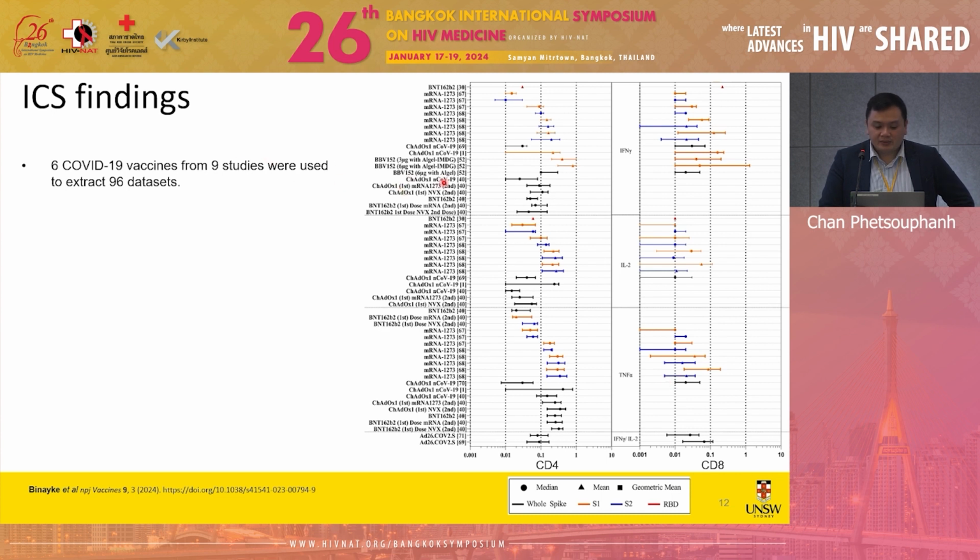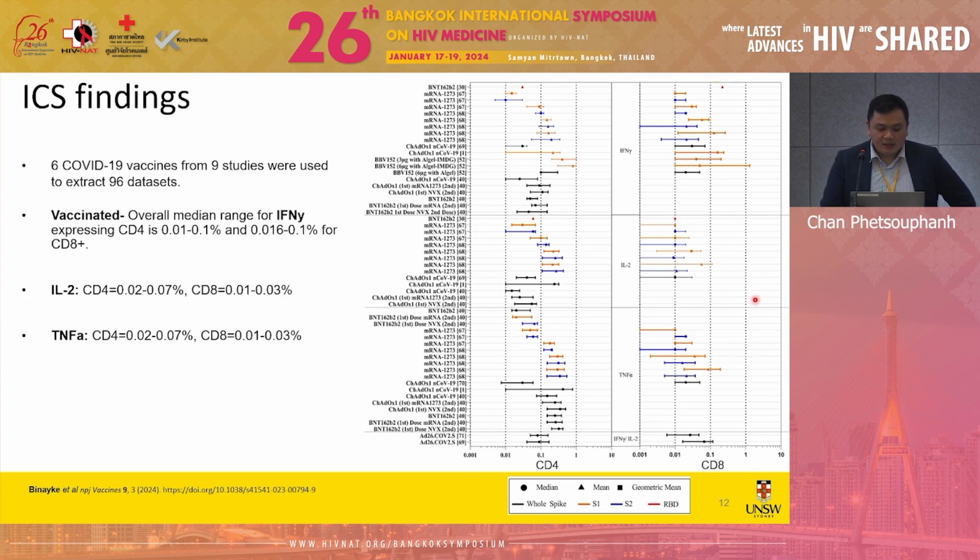You can see in general, there were higher responses for interferon gamma in CD4s in the mRNA vaccines compared to the viral vectors. And this was the same for IL-2. TNF alpha showed no real difference between mRNA or viral vector. CD8 responses are generally lower than CD4s, but the mRNAs had detectable CD8 responses for the 3 cytokines.